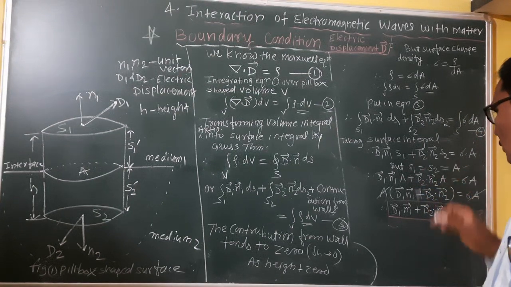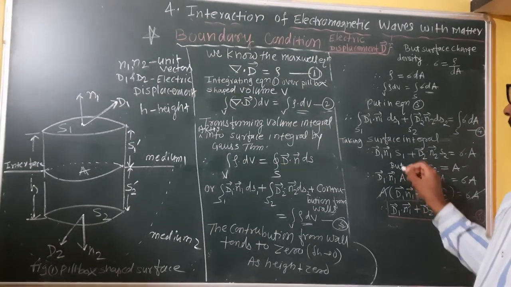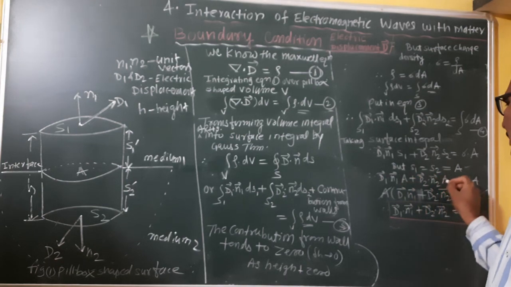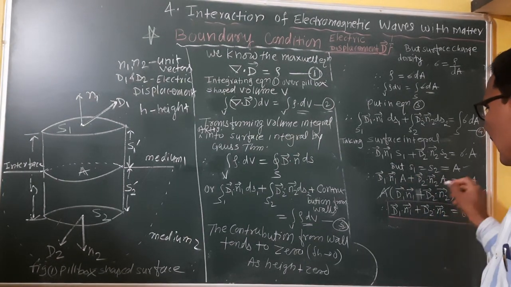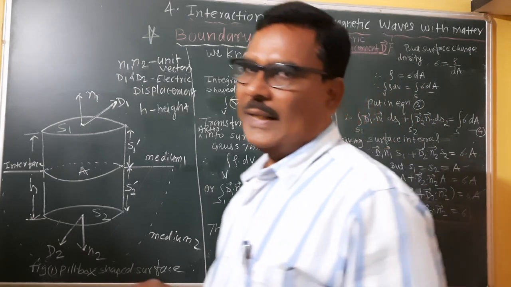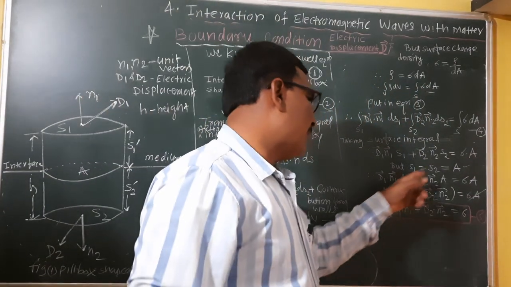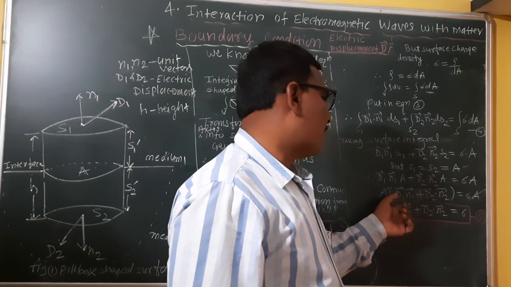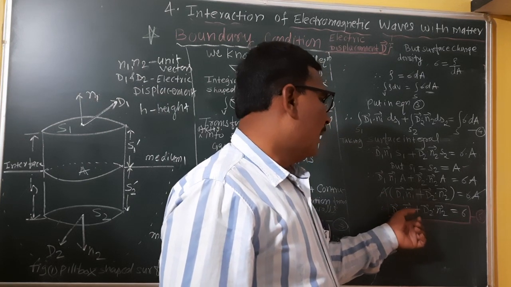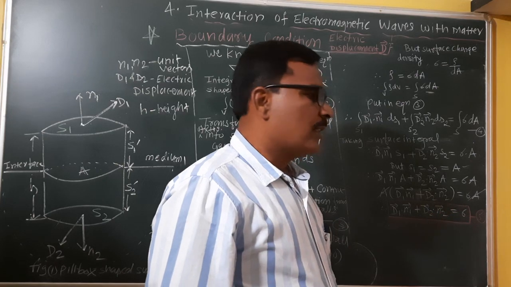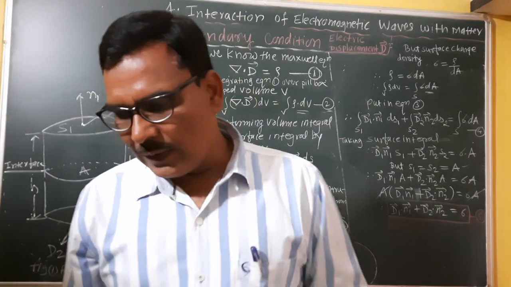But S1 is equal to S2 is equal to A. If the height of the pillbox goes on reducing, S1 and S2 become A. So substituting S1 equals S2 equals A, we get sigma A. Taking A as common on both sides, A can be cancelled with A. So the remaining terms are d1 bar into n1 bar plus d2 bar into n2 bar is equal to sigma. This is the final boundary condition for the electric displacement.